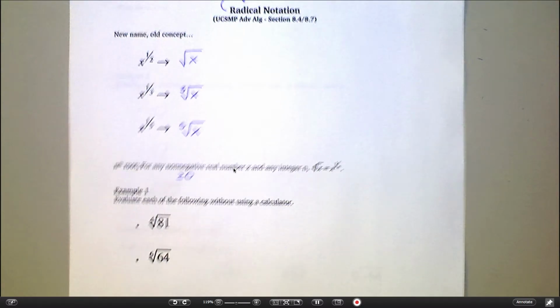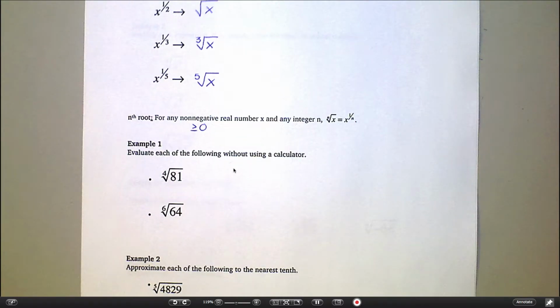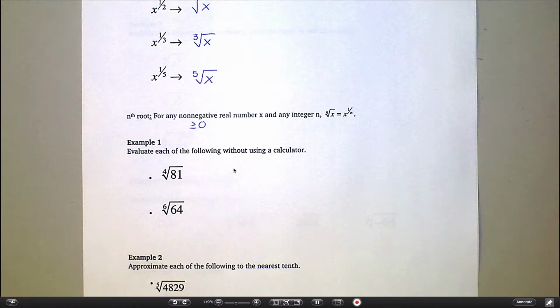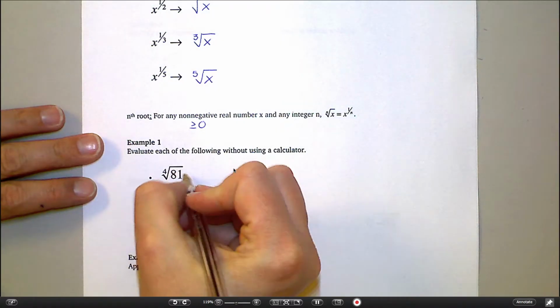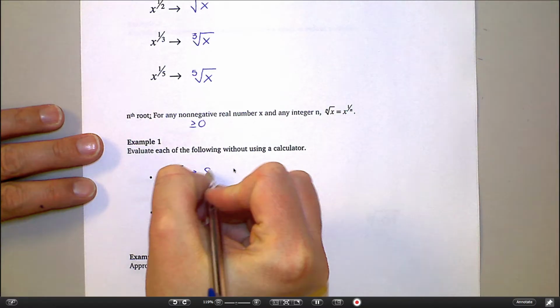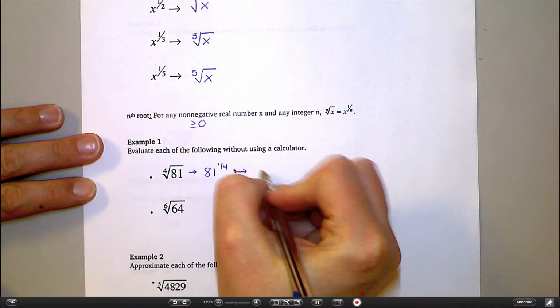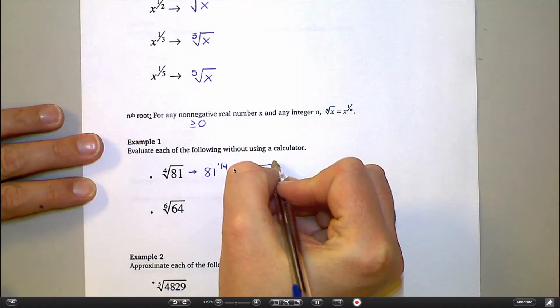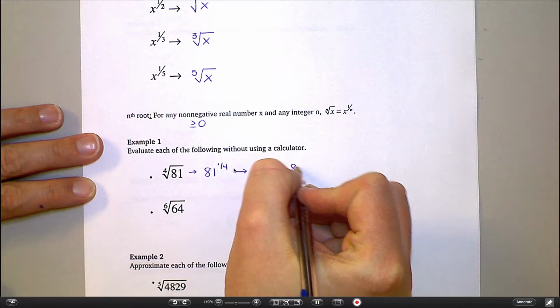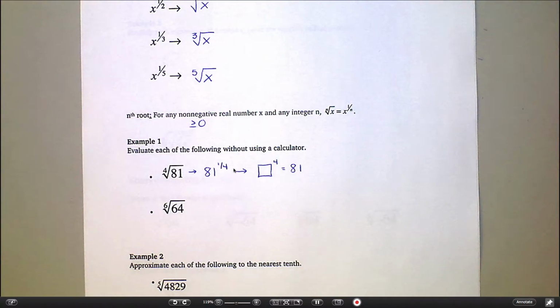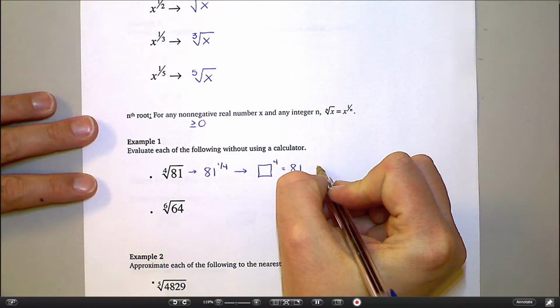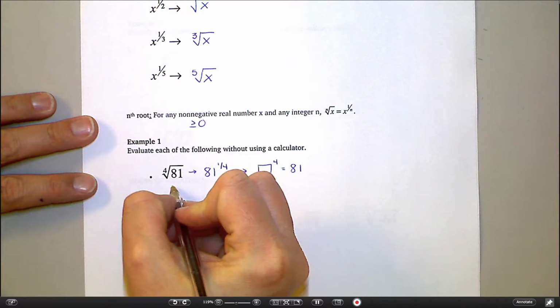So we're going to evaluate each one of these not using a calculator. And again, you're familiar with this because you've done this before. The 4th root of 81, that's really asking you what is 81 to the 1/4 power. Otherwise known as what to the 4th power makes 81. That's what you're trying to figure out. You could do this with a factor tree if you didn't know it off the top of your head. Hopefully you know that 3 to the 4th power is 81, so I would say that my overall answer here is 3.